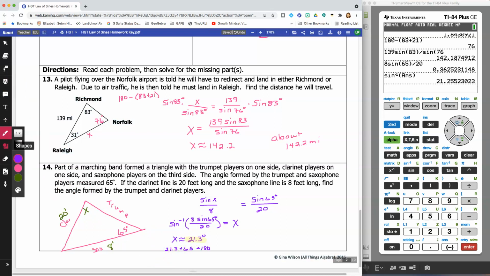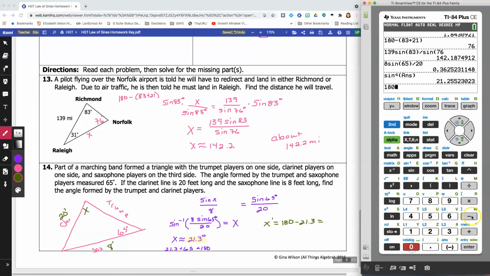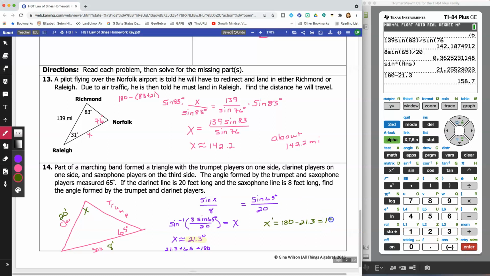What is the other possibility? Well, I'm going to call that x prime, and I'm going to go ahead and switch colors here. And so what is x prime? Well, x prime is that other possible triangle that I might be able to create. And to find that value, I do 180 minus the 21.3 that we had. And so 180 minus 21.3 is equal to 158.7.